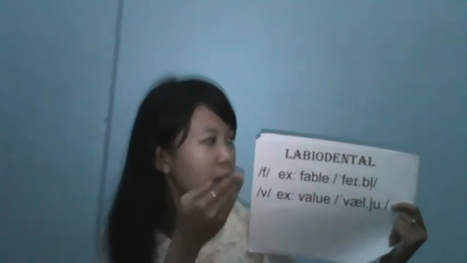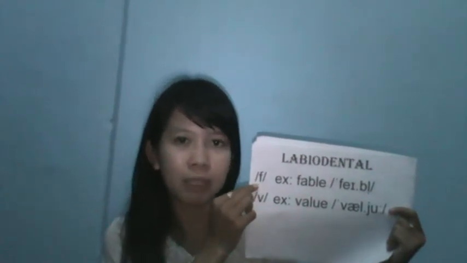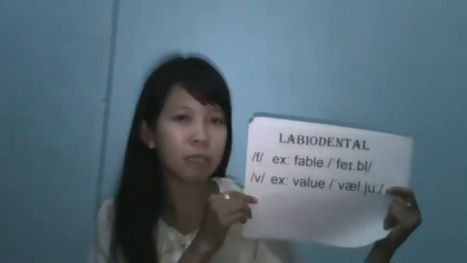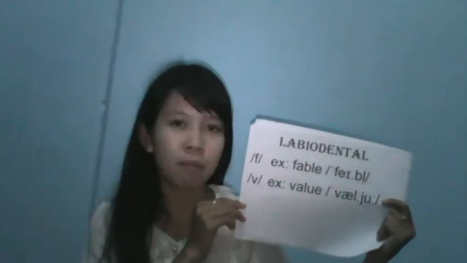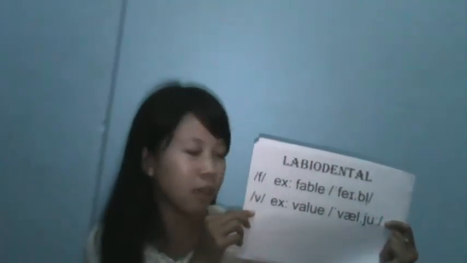And then labiodental. Labiodental is putting the lower lip against the upper front teeth. For example, the f sound. The example of the f sound is fable. And then the v sound. For example, value.